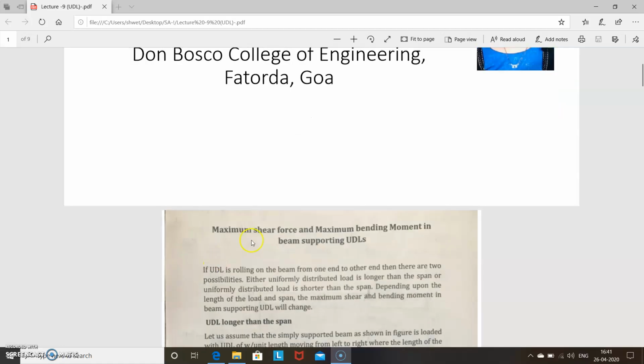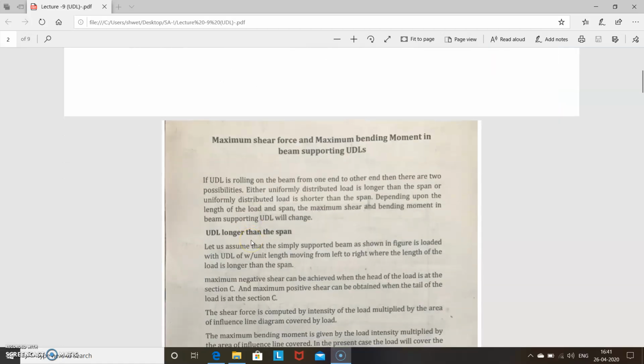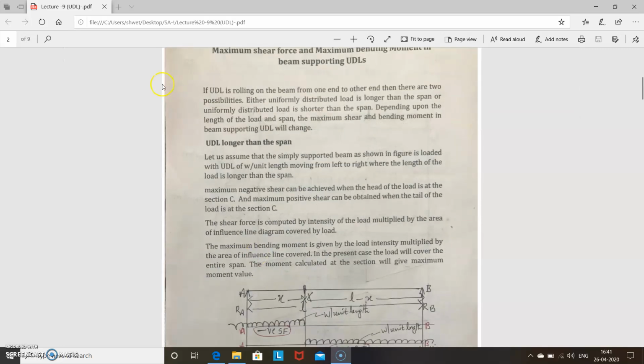Discuss maximum shear force and maximum bending moment in a beam supporting uniformly distributed loads. If a UDL is rolling on the beam from one end to the other, there are two possibilities. One is that the uniformly distributed load is longer than the span, and the other is that it is shorter than the span. For the longer case, you can imagine a train moving on the track.